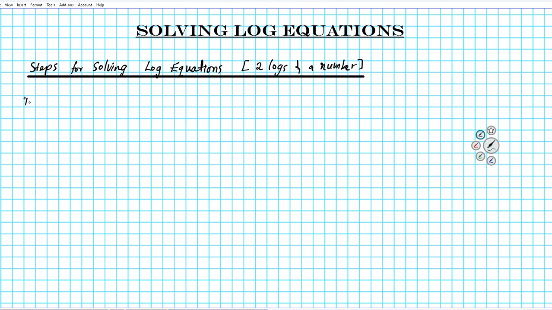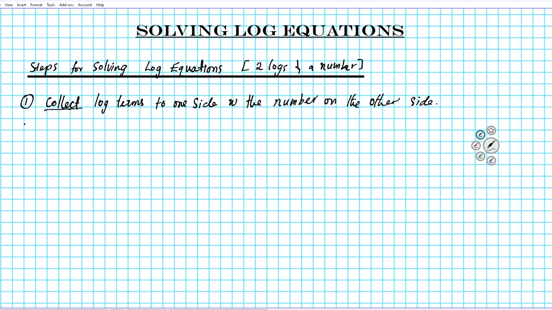Number 1, what you want to do is collect log terms to one side, and you have the number on the other side. So the key word here is collect. Collect log terms to one side.